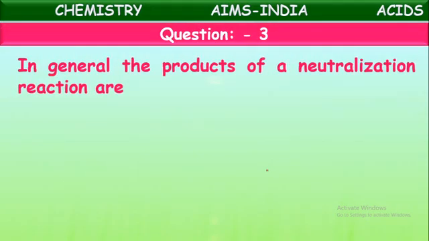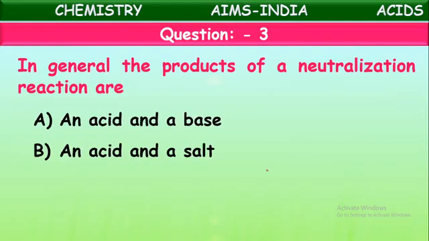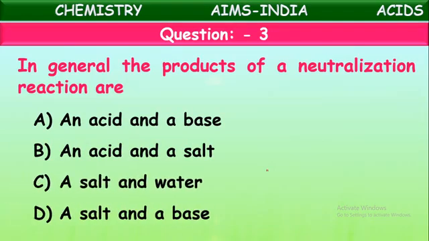In general, the products of a neutralization reaction are: So what are the products of a neutralization reaction? We told when acid and base react with each other, they form salt and water. Yes, acid and base neutralize each other. They form salt and water as products. See options: an acid and base, an acid and salt, an acid and water, a salt and base. Which is the correct option, children?